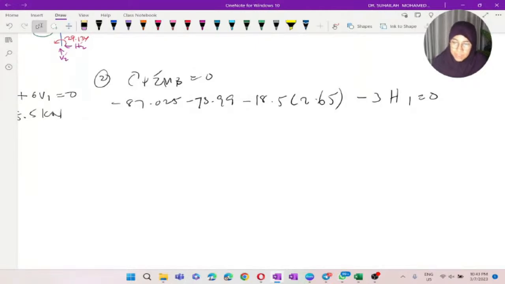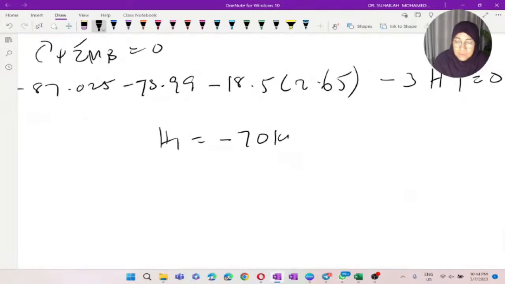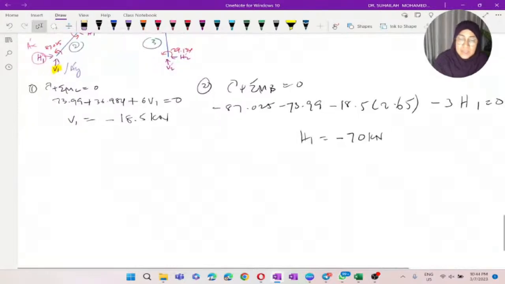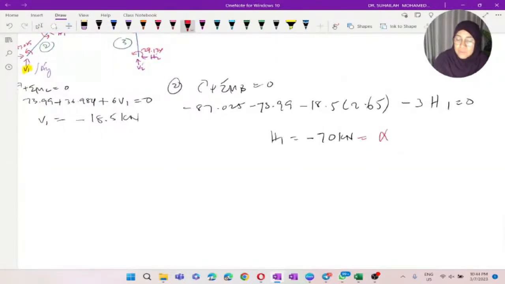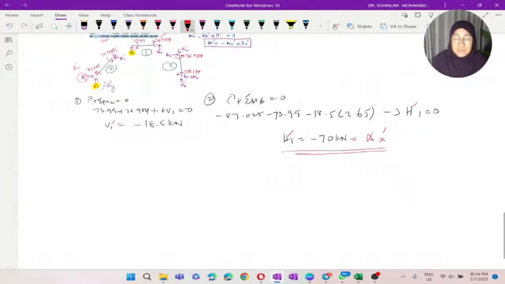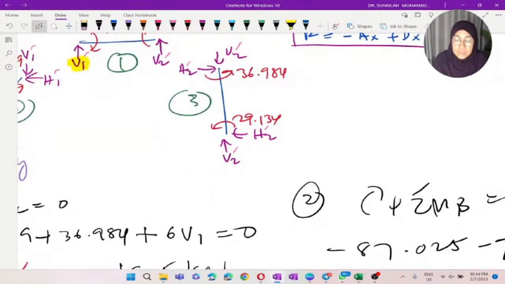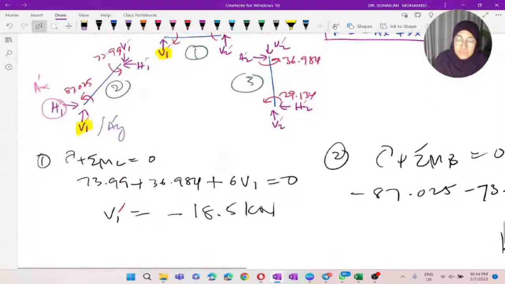Okay, so we get H1 is negative 70 kilonewton. And this H1 is equal to AX prime. Negative 70 equal to AX. So we want another one, which is H2 prime. So we move to number 3.